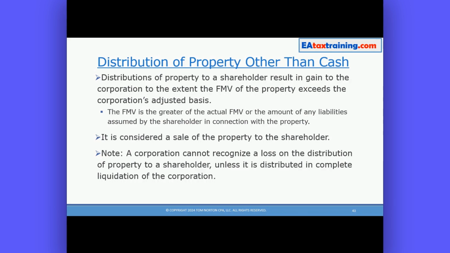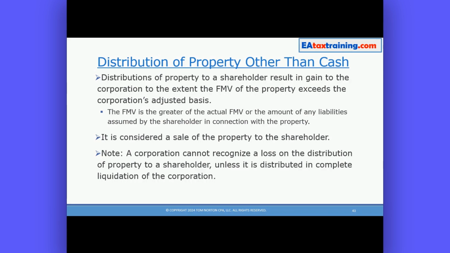So in other words, they're going to treat this as if you're selling the asset to the shareholder. So let's say you have a building and you're going to distribute that building out to the shareholder. The building has a fair market value of $250,000. The corporation has an adjusted basis of $100,000. When they distribute that dividend out to the owner, it's a $250,000 dividend. The corporation has to recognize a gain of $150,000 on the quote unquote sale of that building to the shareholder.